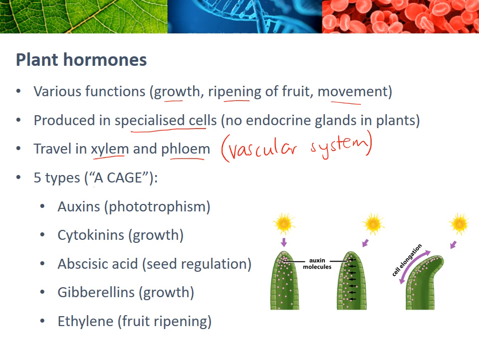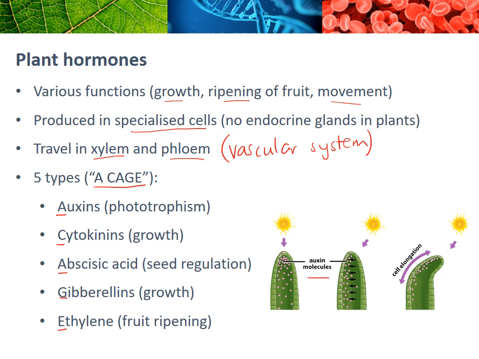They have a little mnemonic that might help you to remember that. So to protect a plant, it needs a cage. So that's for the 5 names of the hormones. But the 5 different types are auxins, cytokinins, abscisic acid, gibberellins, and ethylene. And these are briefly what they do. So auxins, and that's what this picture here is showing.